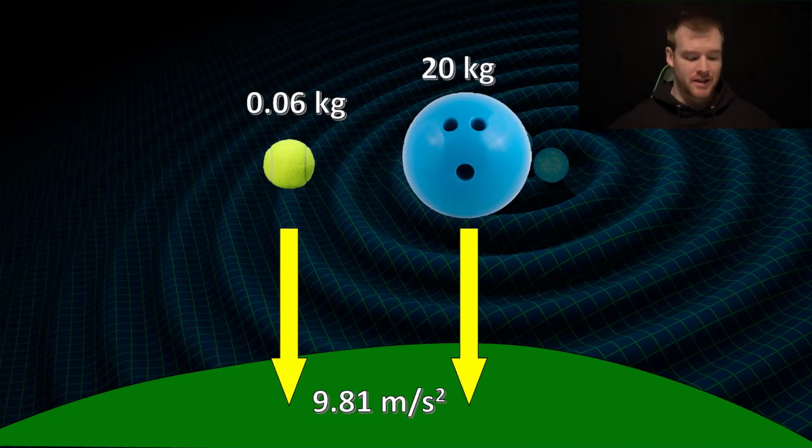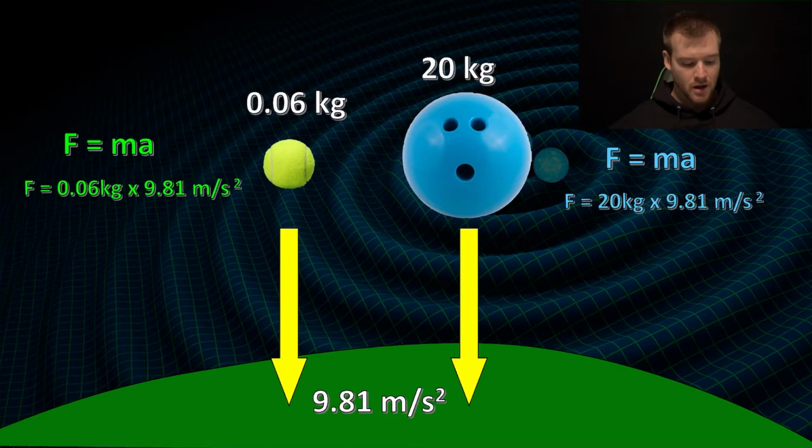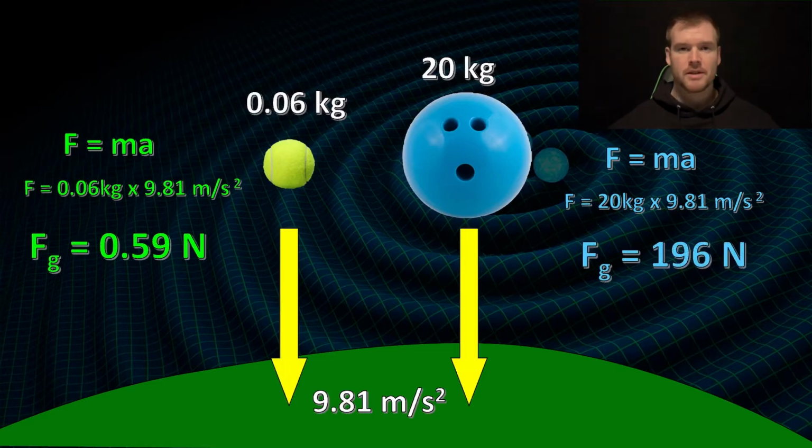And we know how to calculate this. We just take F is equal to ma, our force is mass times acceleration. So I'm going to do that in green for the tennis ball and in blue for the bowling ball. So now I just plug in my values, 0.06 kilograms for the tennis ball, 20 kilograms for the bowling ball, and I get two different numbers. The force of gravity on the tennis ball is only 0.59 newtons, whereas on the bowling ball, it's 196.